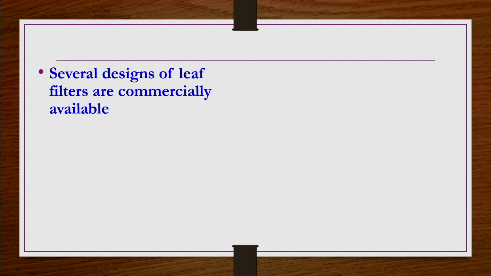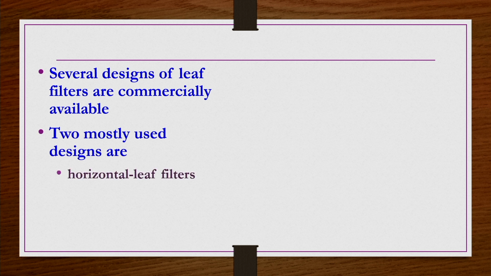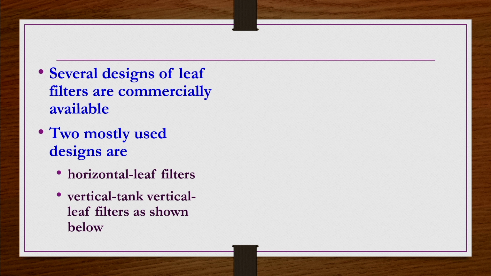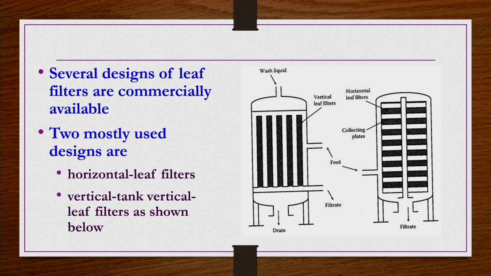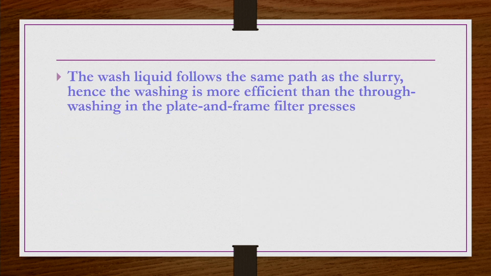Several designs of leaf filters are commercially available. The two mostly used designs are horizontal leaf filters and vertical tank vertical leaf filters, as shown below in the figure. The working principle is the same. How the leaves are arranged is the only difference. The previous one we have seen is a vertical leaf filter, and the same design can be represented pictorially like this here also. If you have a horizontal leaf filter, then we can have this kind of pictorial representation. Okay.